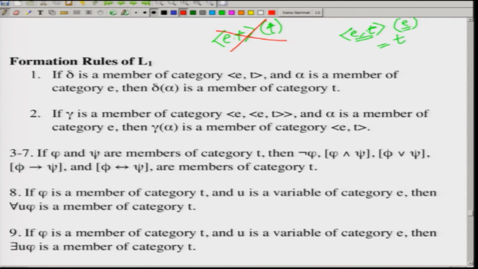That is, there is some kind of blocking, some blocking is created through the rules. Now, the second rule says that if gamma is a member of the category E to T, that is 2 plus predicates, and alpha is a member of the category E, then gamma alpha is a member of the category E to T. So, precisely it is the category E to T, and it takes the category E and yields E to T. This is what we desire.